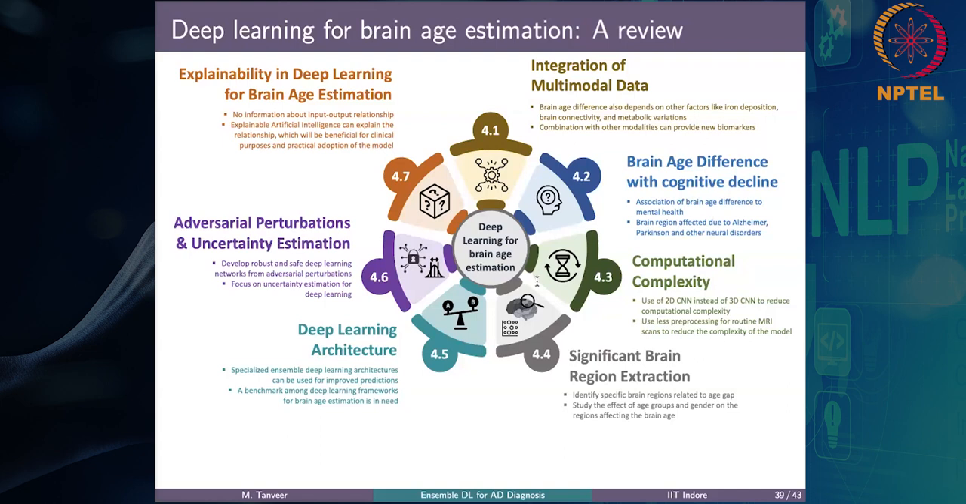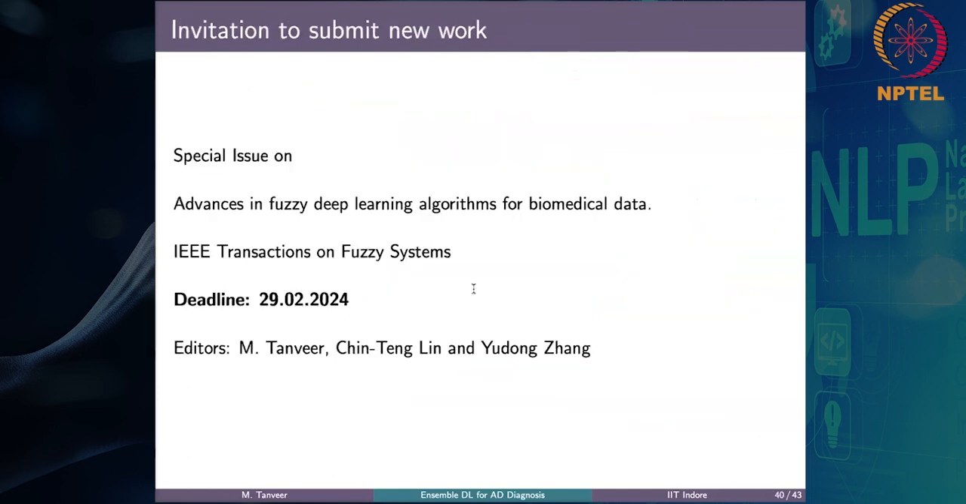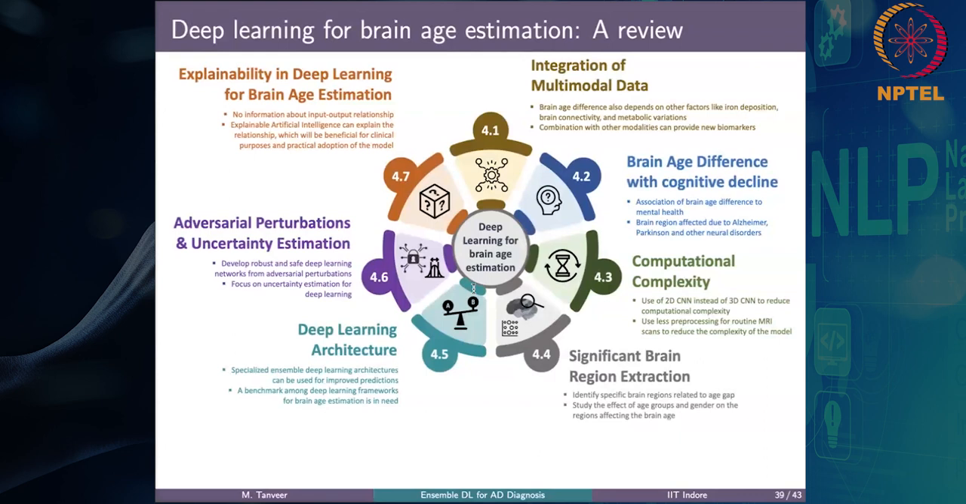And we also have another direction, adversarial perturbation and uncertainty estimation. So, to develop robust and safe deep learning networks for adversarial perturbation, and more focus on uncertainty estimation for deep learning. More information about this work is available. It was published recently in the Information Fusion Elsevier journal. So if you are interested, please go through that paper. It will really help more on this idea.